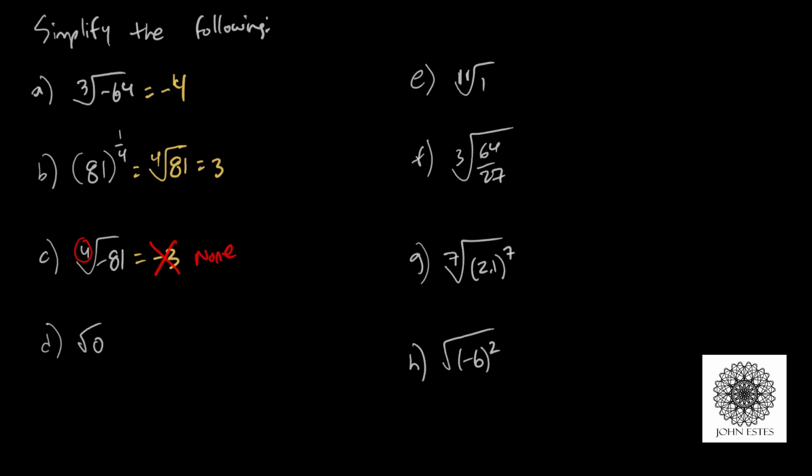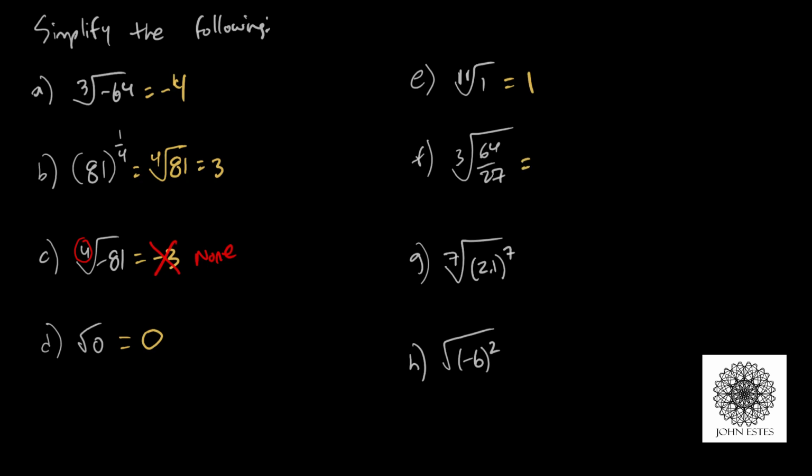Alright, now part D, we have the square root of 0. So what times itself 2 times gives me 0? How about 0? 0 times 0 is definitely 0. Part E, we have the 11th root of 1. I don't know many 11th roots, but I do know this one. Because what times itself 11 times gives me 1? That would be 1. 1 times itself 11 times in a row gives me 1.